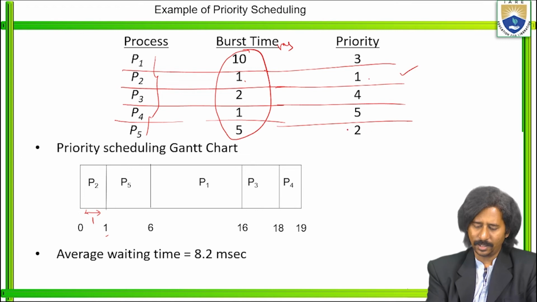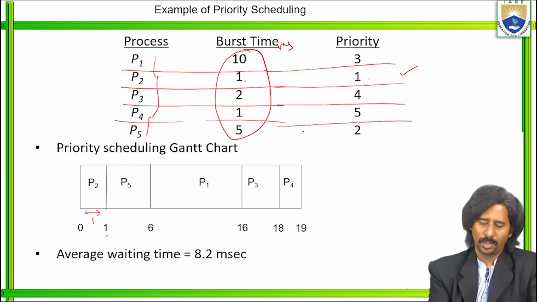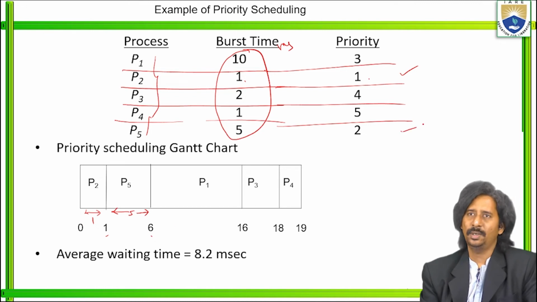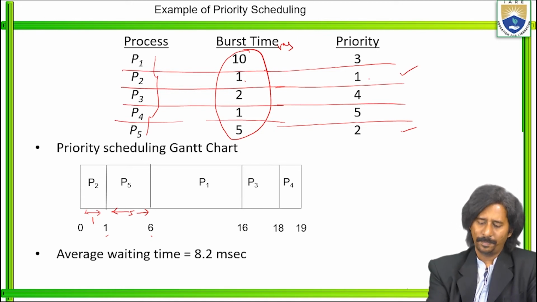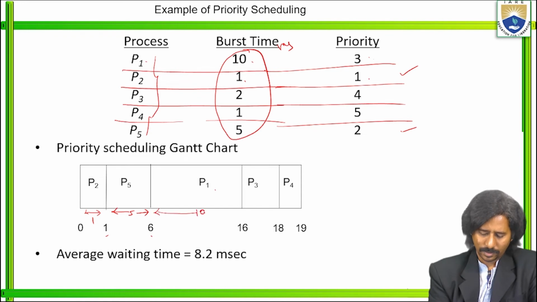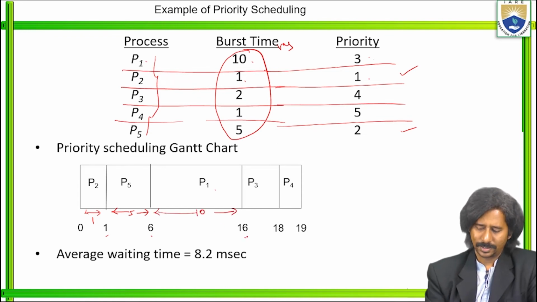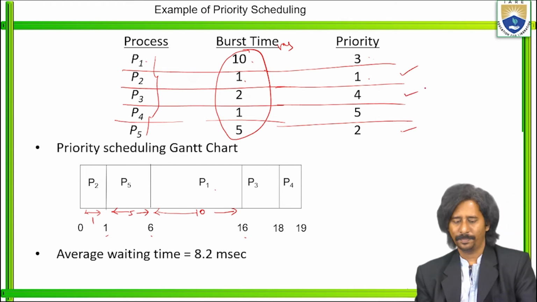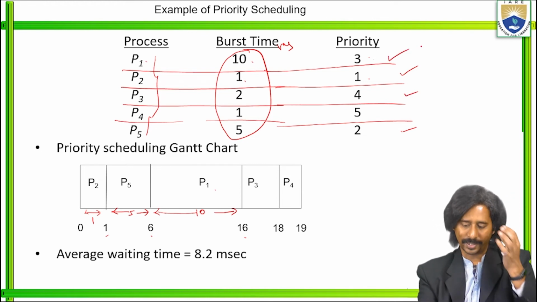Then what is the next priority? P5, because its priority level is 2. What is the burst time of P5? 5 milliseconds. Already from the starting point, 5 plus 1, 6. So P5 is also executed. Then the third priority is P1. How much time does it take to completely execute? 10 milliseconds. 10 plus 6, 16. So P1 is also completed.